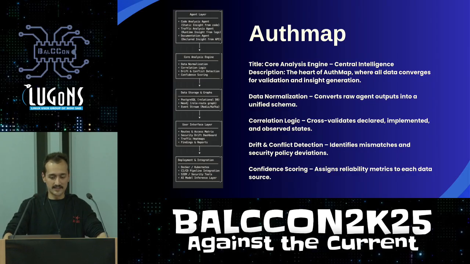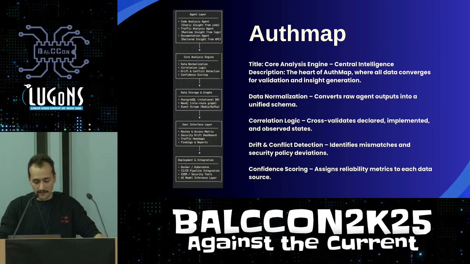So we have the core analysis engine, and in this engine, we do data normalization, converting raw agent outputs. So the first layer, we get the outputs from the agents, and then we normalize all the data that we have gathered into a unified schema. Then the correlation logic cross-validates declared, implemented, and observed states. And then drift and conflict detection identifies mismatches and security policy deviations.